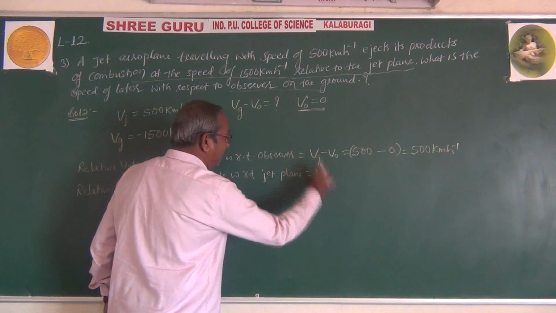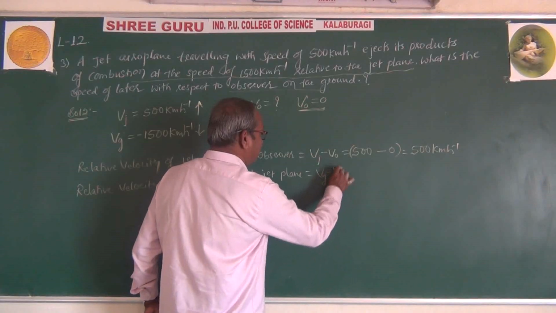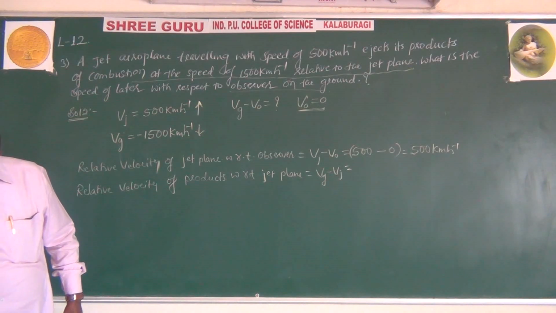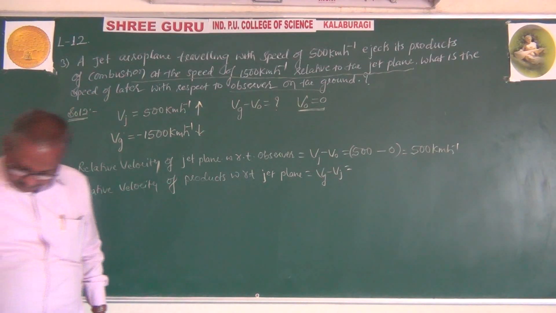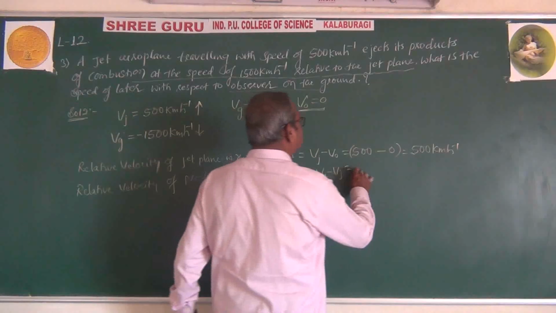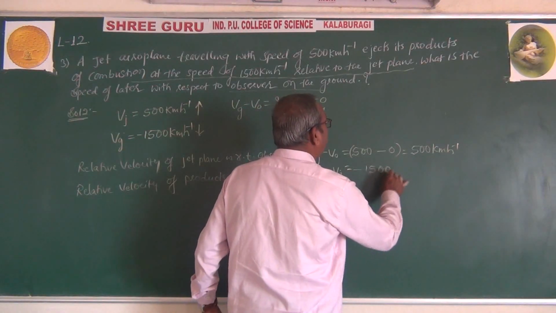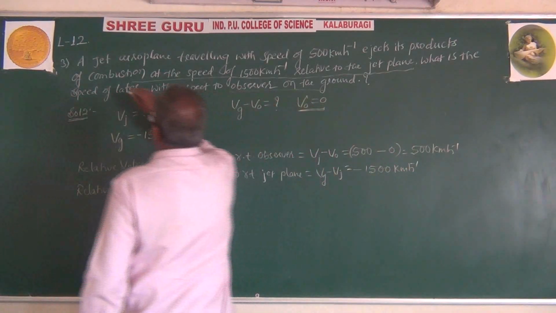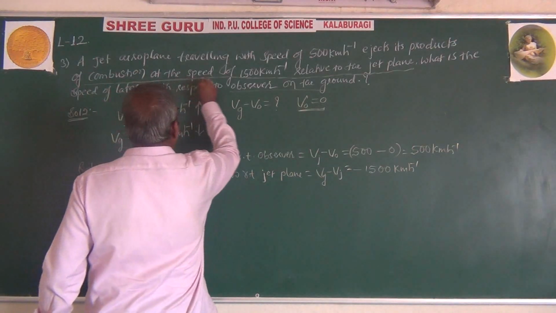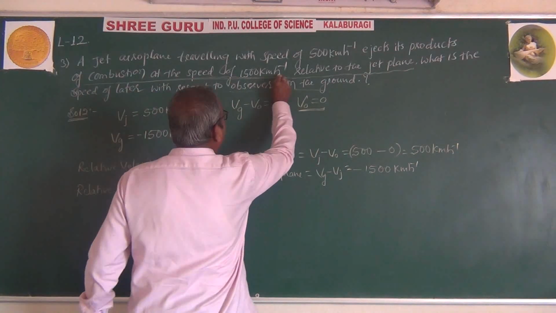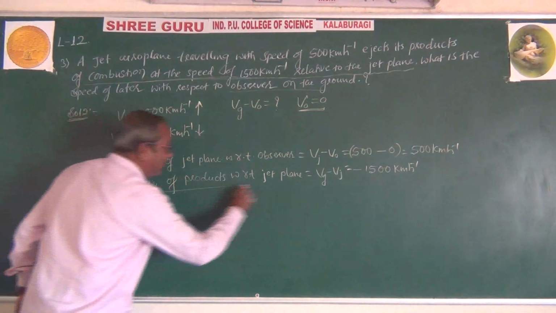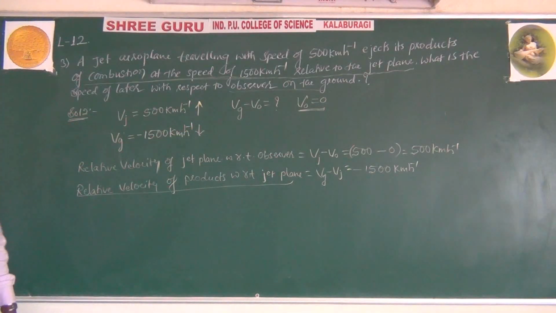That is equal to Vg minus Vj, equal to Vg, and this is equal to minus 1500 kilometers per hour. Listen here. Products of combustion at the speed of 1500 kilometers per hour relative to the jet plane. Relative to the jet plane itself, the relative velocity is Vg minus Vj. This is the one case.